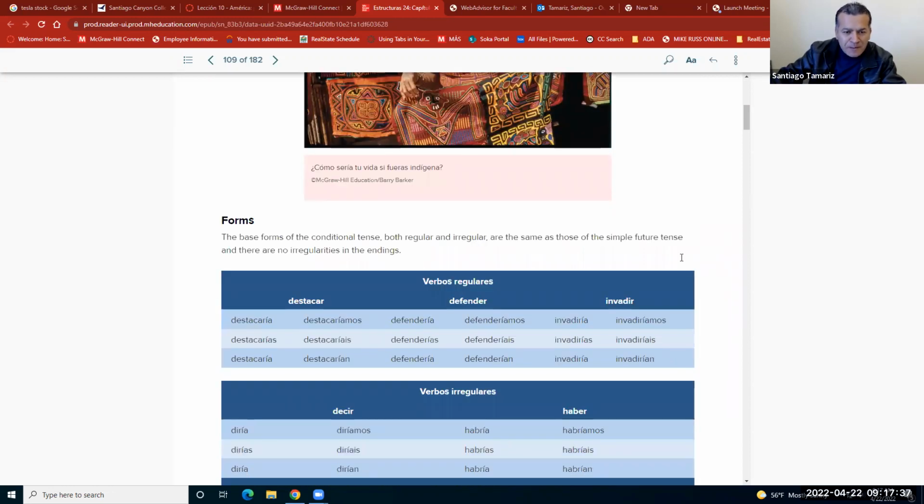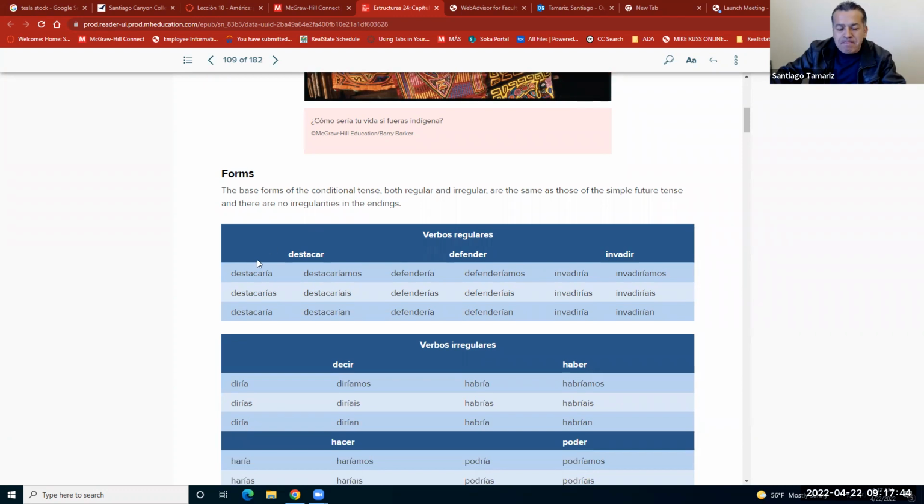Formas del condicional. Aquí tenemos verbos regulares. Por ejemplo, vamos a ver. Destacar becomes destacaría. ¿Ya? Defender, defendería. Invadir, invadiría. If you notice, the ending is very similar to the imperfect tense, but there is a difference. Here, acá tenemos destacar. We don't need to drop the AR to attach IA. All you have to do is add it.